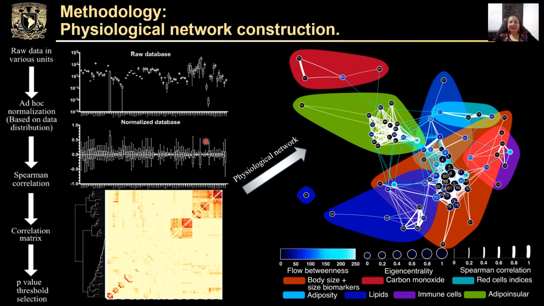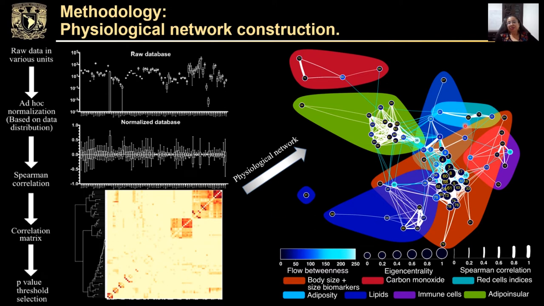With this normalized database, we made the Spearman correlations between all the variables in the system. And with these correlations, we construct the correlation matrix. We made a p-value threshold selection. We say that where the statistical significance is lower than 0.05, for example, we don't have correlation and we put it as 0. In the other cases, we kept the value of the correlation and we construct this matrix. Each point of this matrix corresponds to a node, a physiological variable, and the interactions in the network are precisely these values of the Spearman correlation.